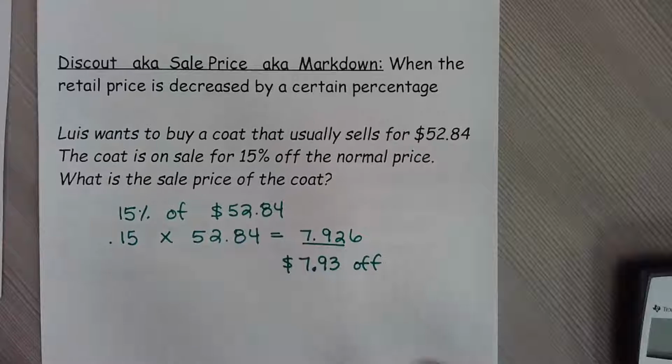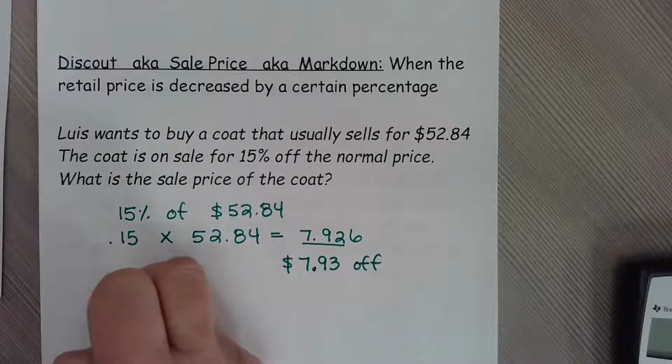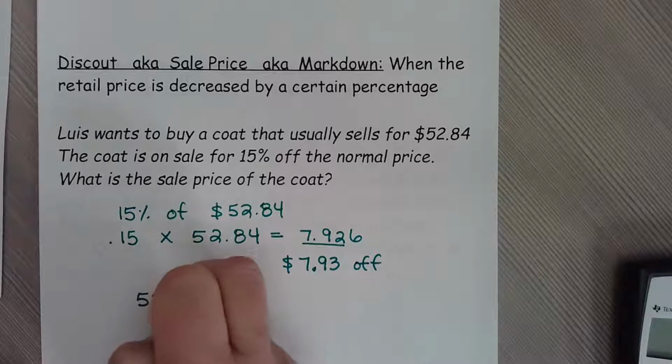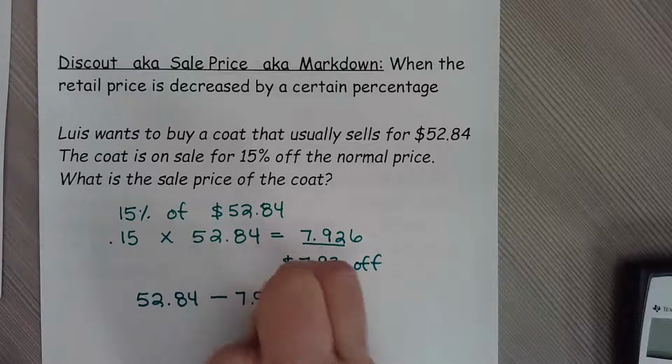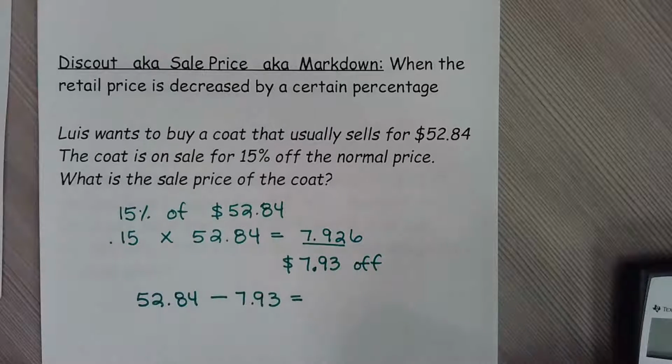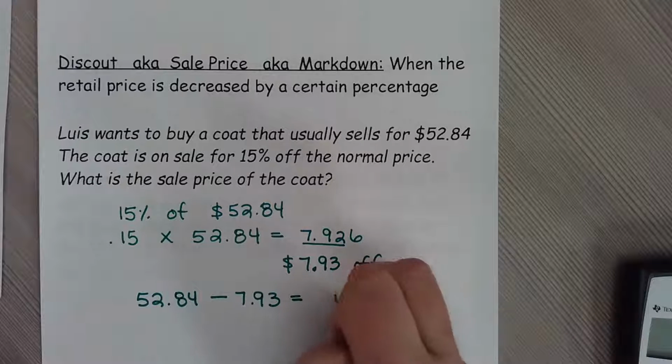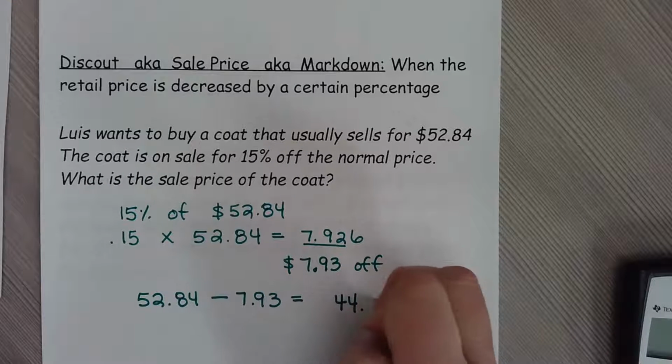So to find the sale price, if the price started at $52.84, I'm going to subtract that $7.93 from it. And that will give me $44.91.